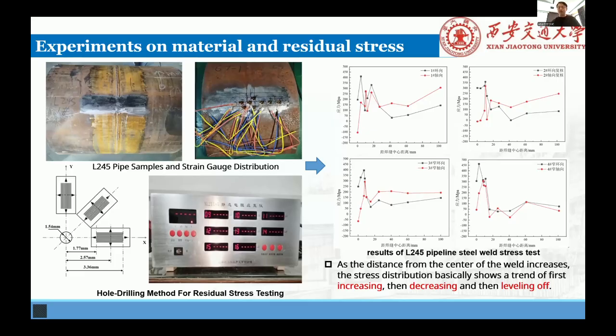The result shows a clear trend. As the distance from the weld center increases, the residual stress first increases, then decreases, and finally levels off in the far field. These experimental data are later used to validate our numerical simulation.